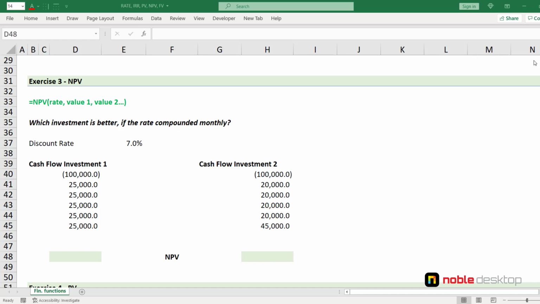Net present value, or NPV, is the difference between the present value of cash inflows and the present value of cash outflows over a period of time. NPV is used in capital budgeting and investment planning to analyze the profitability of a projected investment or project. NPV is the result of calculations used to find today's value of a future stream of payments.